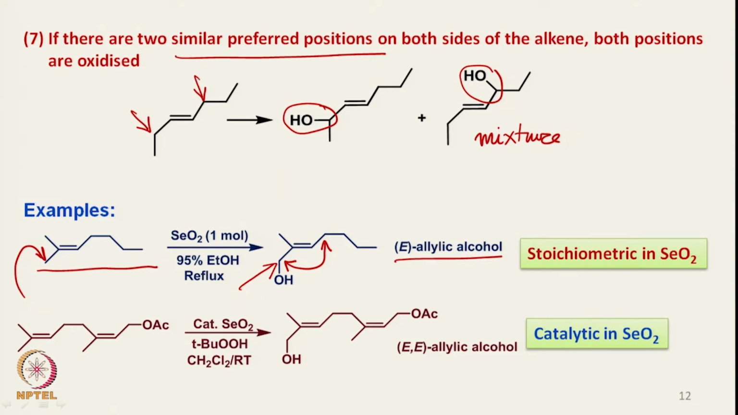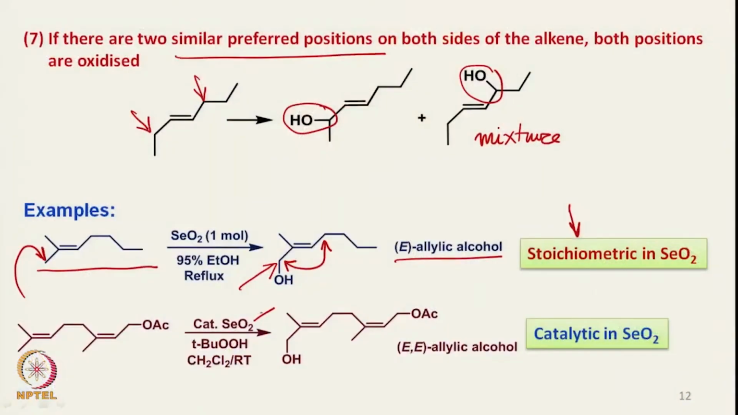However, as you can see, in this particular reaction a stoichiometric amount of selenium dioxide is used, which is not very comfortable or good, because selenium compounds are toxic in nature. Therefore, there have been efforts to use a catalytic amount of selenium dioxide so that one can avoid using excess of it. For this purpose, a catalytic amount of selenium dioxide is used along with a co-oxidant, which is tertiary butyl hydroperoxide.